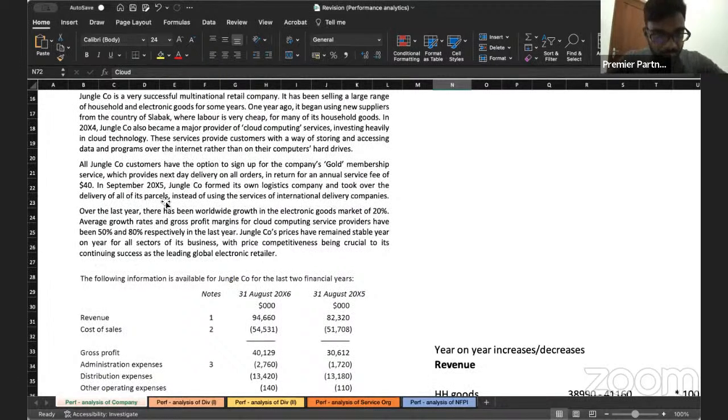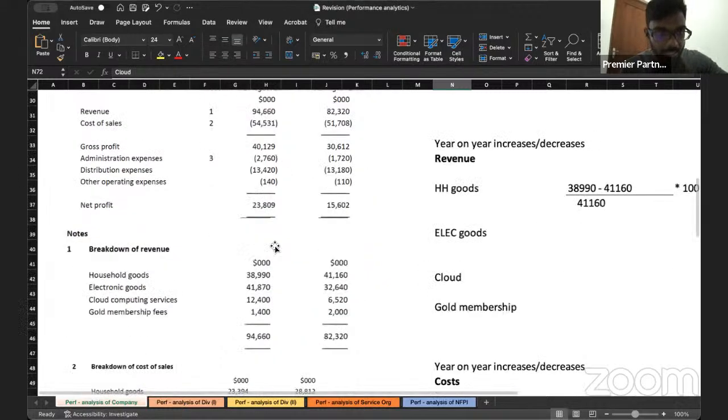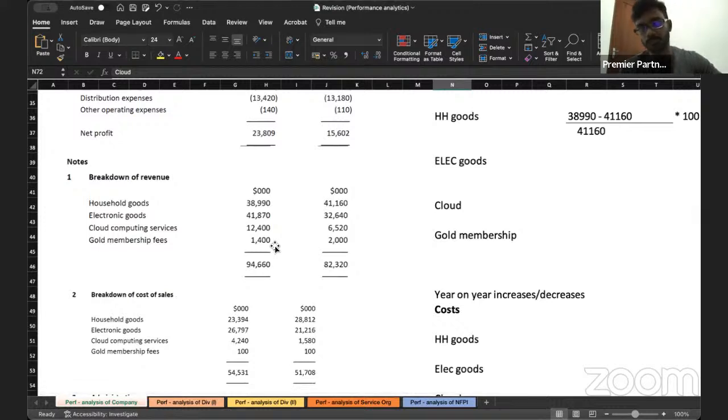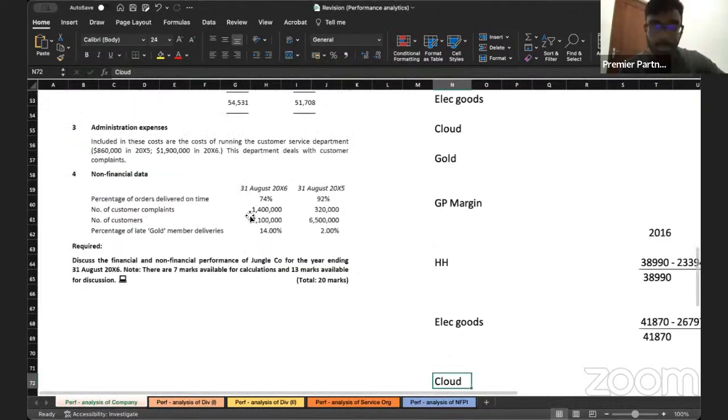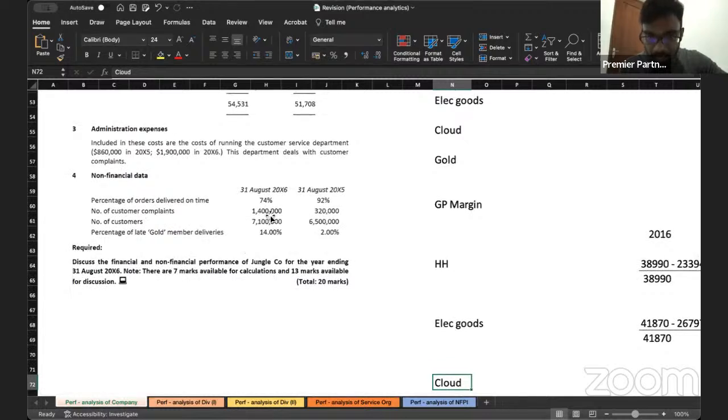You have formed your own logistics company instead of using the services of international delivery companies like DHL and FedEx. Obviously, you're not going to have the global reach that these companies have. So no wonder your gold membership fee has come down. People are not happy with it, right? I am pretty sure that could also be a reason for this increased number of complaints.